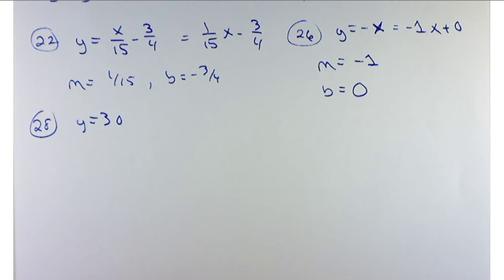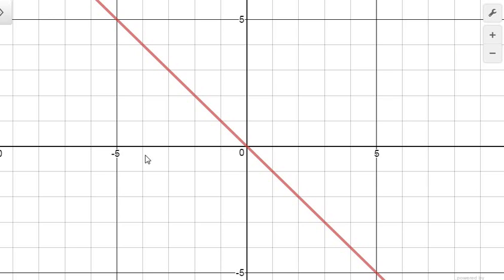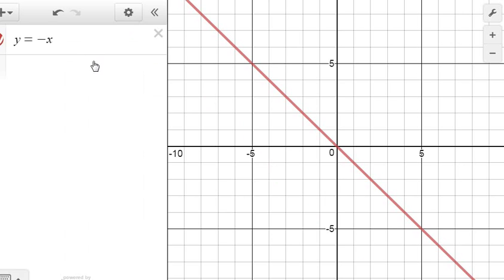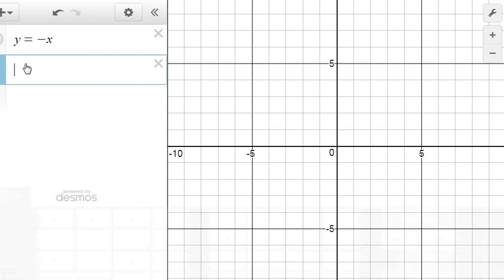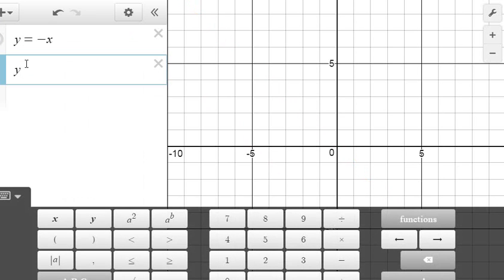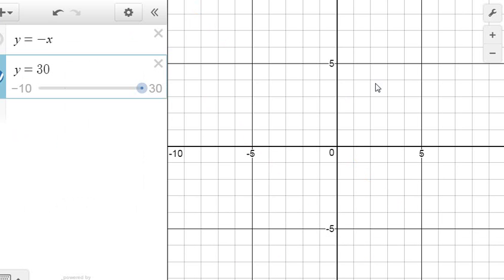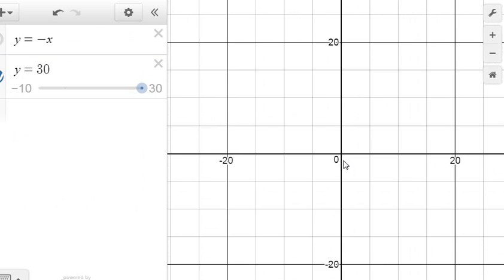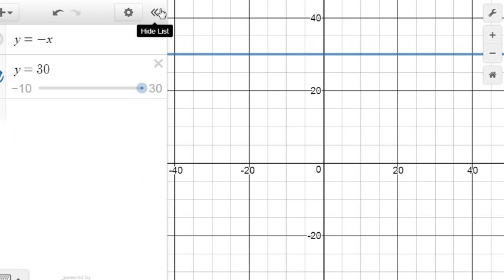So that's something that I do want you to know is what those graphs look like. So let's take a quick look at that. Y equals 30. And zoom out a little bit. There you go. Horizontal line.